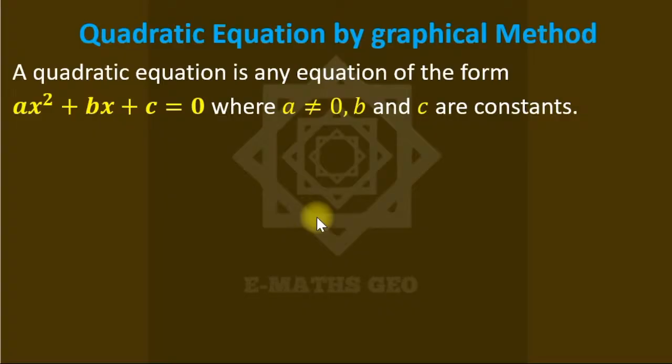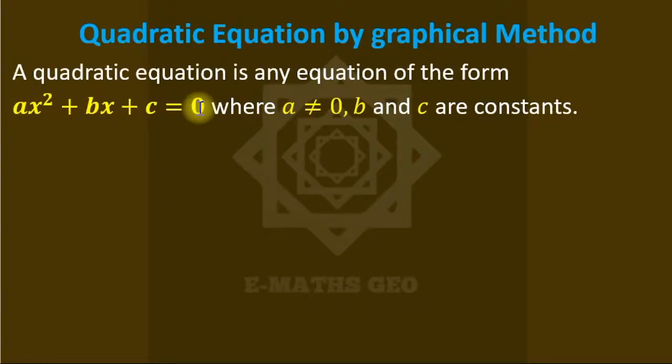We're on the graphical method of solving quadratic equations. So we know that before now, the quadratic equation is any equation of this form: ax squared plus bx plus c equal to 0, where a is not 0 and a, b, c are constants. Now, looking at this, we have two functions, because we cannot just plot this.